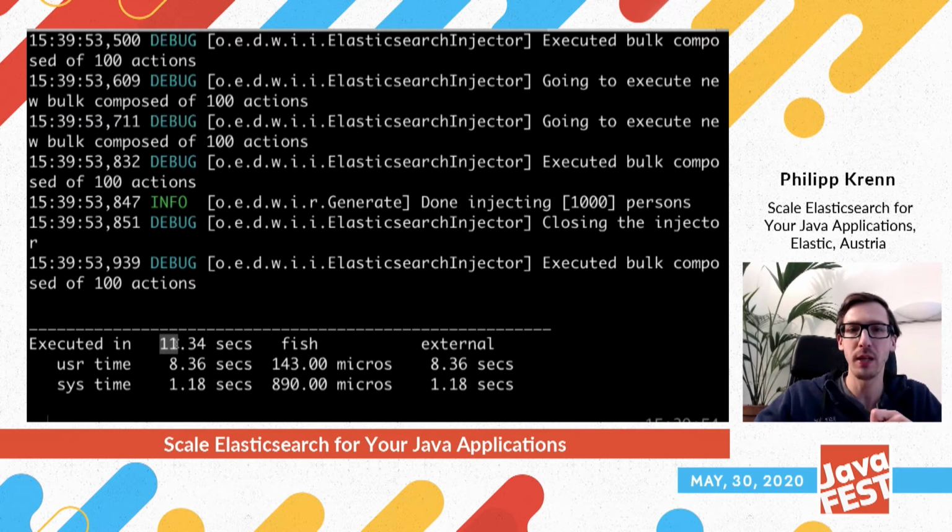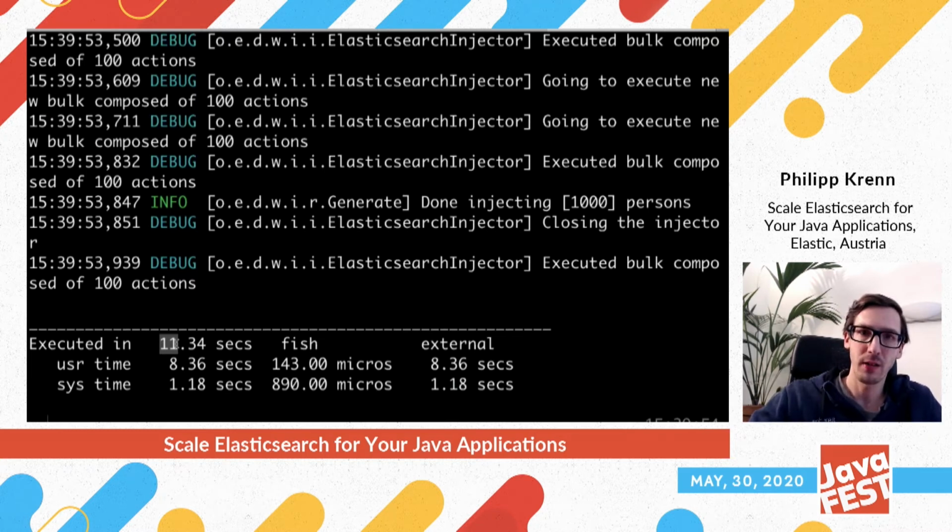And the meta information would be: insert into this index, maybe with that ID or whatever meta information you need, just where to store it. And it would also tell you what operation to run. So you could have in there also update or delete operations, for example.